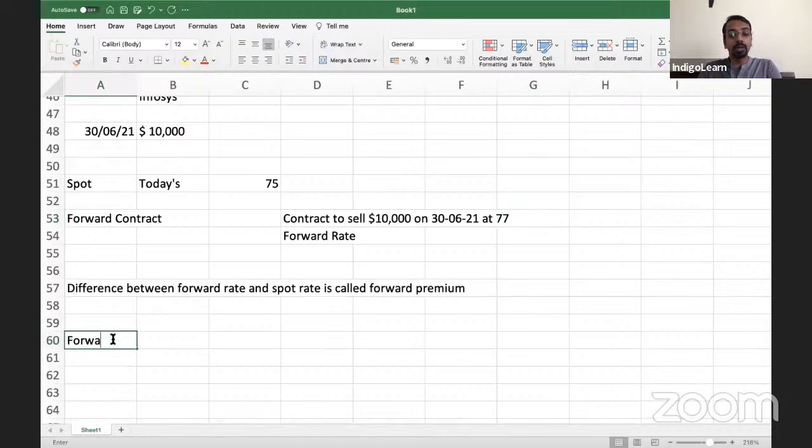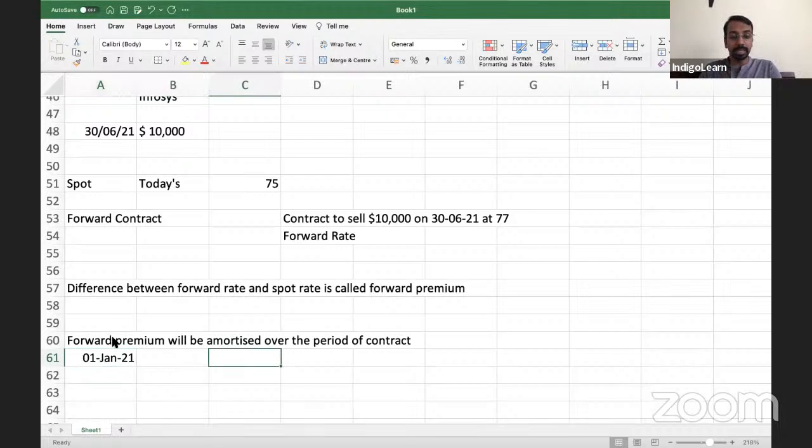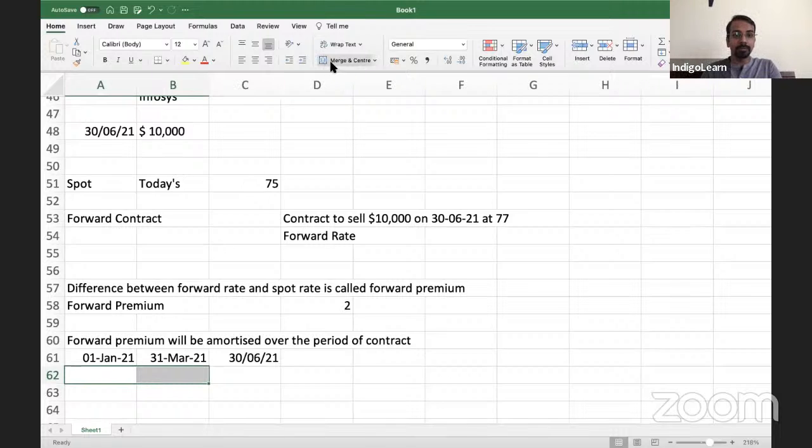And what do we do with this forward premium? Forward premium will be amortized over the period of contract. Now, what is the period of contract in our case? We sold the goods on 1st of January of 21 till 30th of June of 21. 6 months period, right? 3 months fall in the first financial year, 3 months fall in the second financial year. So this forward premium in our case is 77 minus 75, which is 2. 3 months period up to 31st of March of 21, half of it will go to this period, which is 1, and balance 1 will go in the next period. So this is called amortization of forward premium.